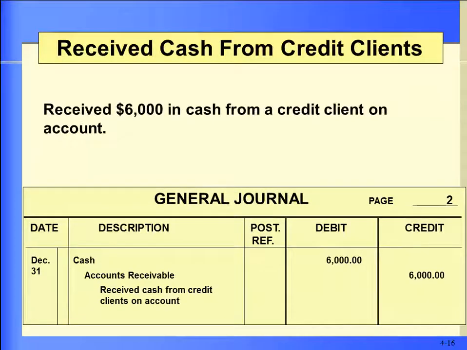And here we go. So receive 6,000 in cash from a credit client on account. Anytime you see the word credit or on account, it can go both ways, accounts payable, accounts receivable. So in this case, we are offering a service. We're collecting cash. So in that prior example, I'm paying them $6,000. They are increasing cash with a debit and crediting accounts receivable because I've paid. So that IOU is no longer on the books for $6,000.